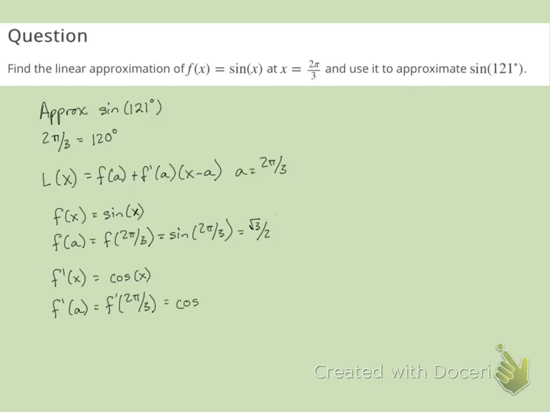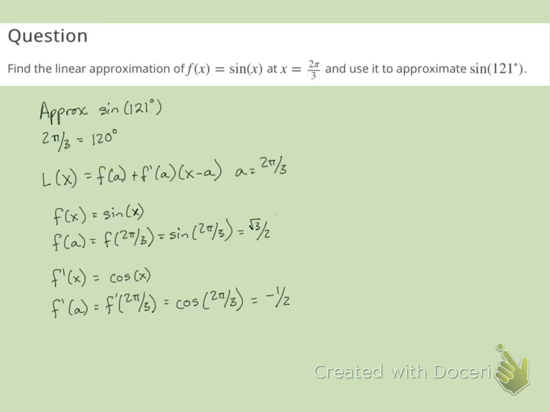So we'll find cosine of 2 pi over 3. Now cosine of pi over 3 is 1/2, but again 2 pi over 3 is in the second quadrant, and in the second quadrant cosine is negative, so this is a negative 1/2.